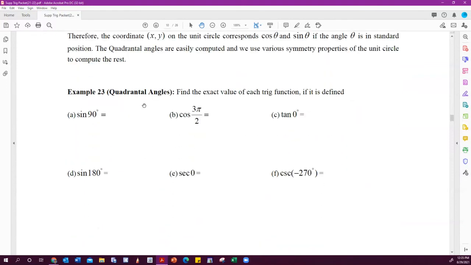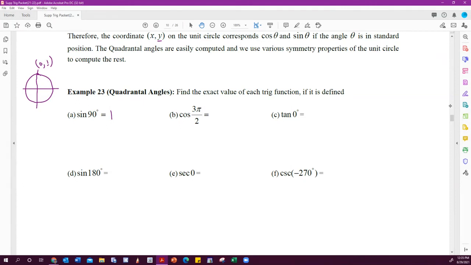So for sine of 90 degrees, let's do these quadrantal angles now specifically or carefully. So go to a 90-degree angle, which is located at the top of the circle. Its coordinates are 0, 1. As we discussed above, sine is the y-coordinate. So the y-coordinate is 1. That gives us the answer to this problem.